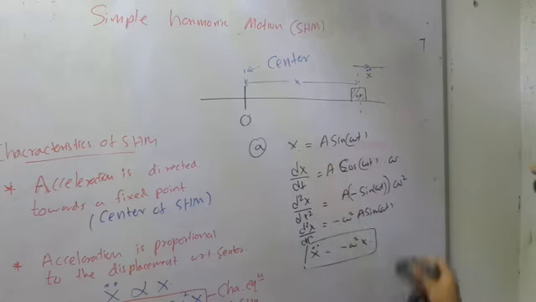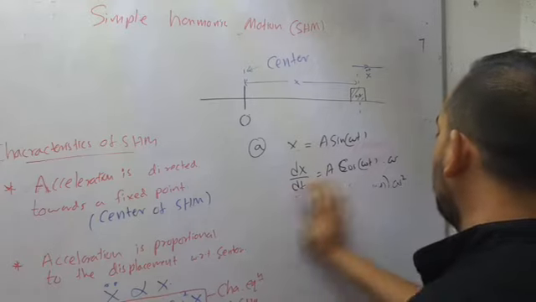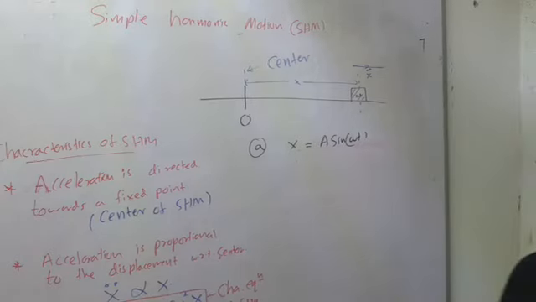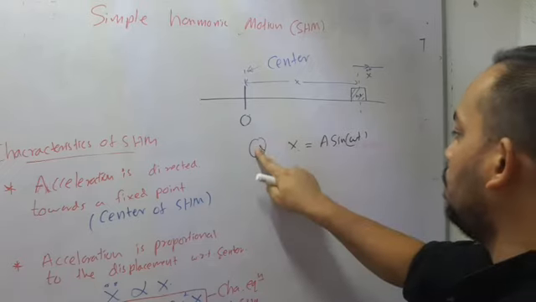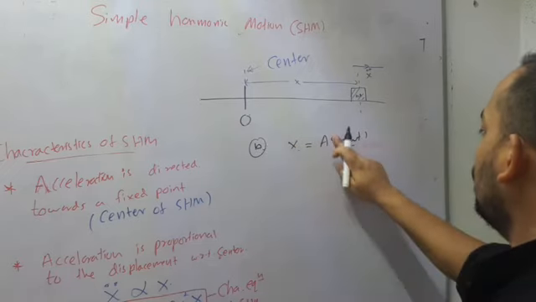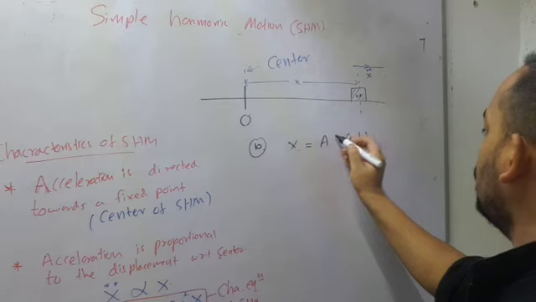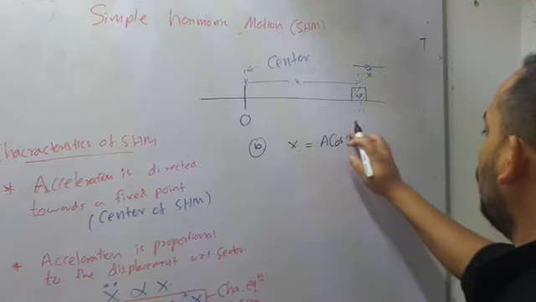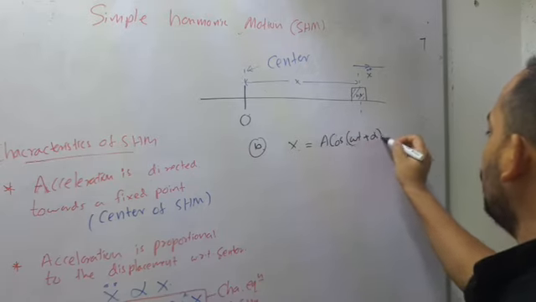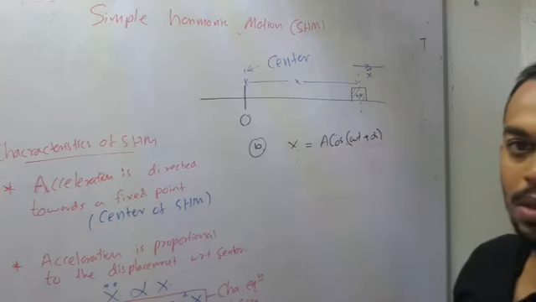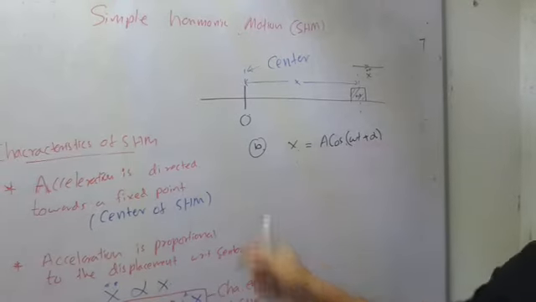Now let's look at another example. Another example, B, you can do by yourself. Let me change this to x equals a cosine of omega t plus alpha. You can try this example by yourself.